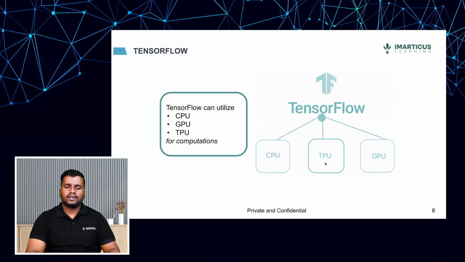Now, what exactly is TensorFlow utilizing? TensorFlow utilizes the CPU, GPU, and TPU, all three processing components of a computer. So it is used for computing. TensorFlow involves multiple dimensions of data, therefore it requires all three processing units to process the data.